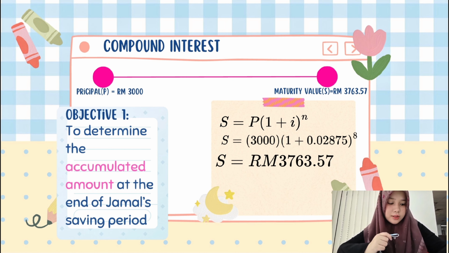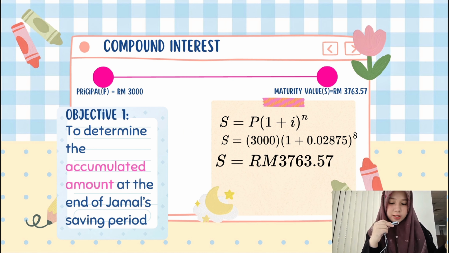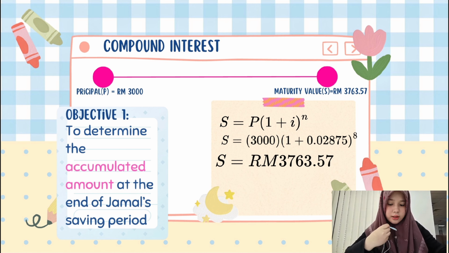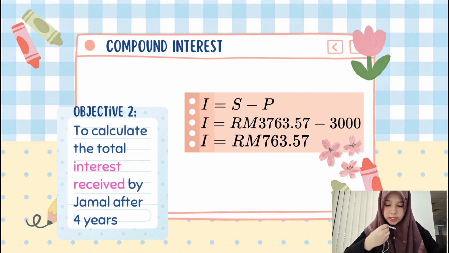Now here is our first objective. In order to find maturity value S, we have to use this formula: S equals P times 1 plus I to the power of N. We find that Jamal's accumulated amount at the end of 4 years is 3,763.57 ringgit Malaysia.